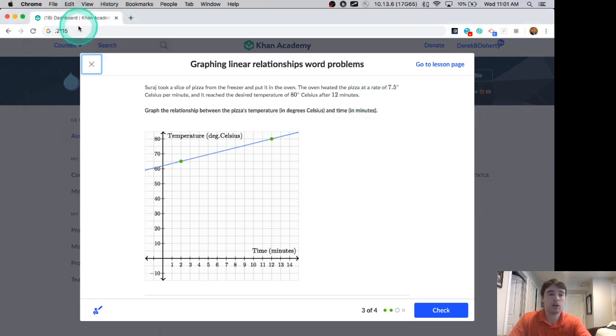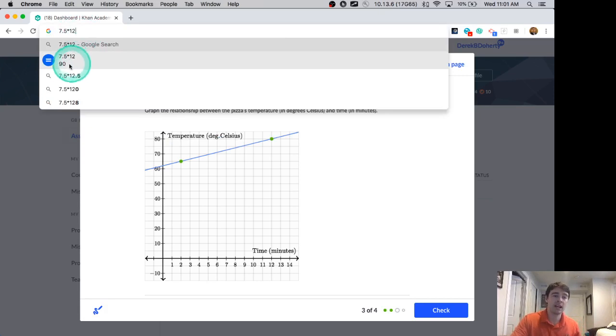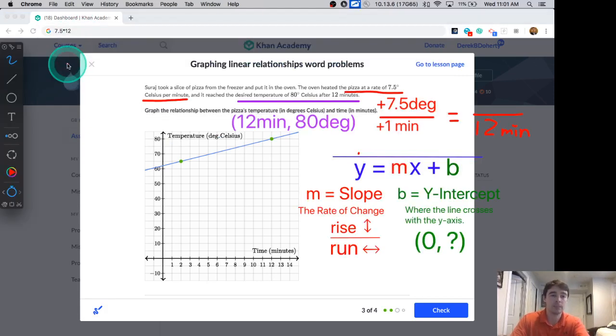7.5 times 12, which I'm going to use a calculator for, but you could do in lots of other ways. 7.5 times 12 gives us 90. So that tells me here that if I do 7.5 degrees every 1 minute, I gain 90 degrees. I gain 90 degrees every 12 minutes. And this may be a little confusing. You say, well, wait a minute, the pizza's only at 80 degrees. How did it gain 90 degrees in 12 minutes?